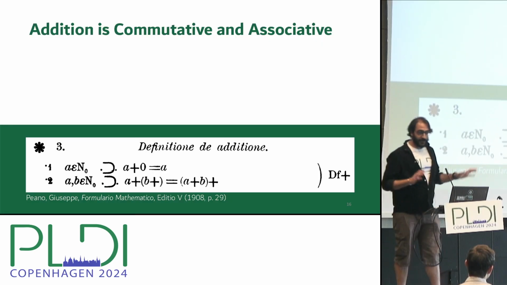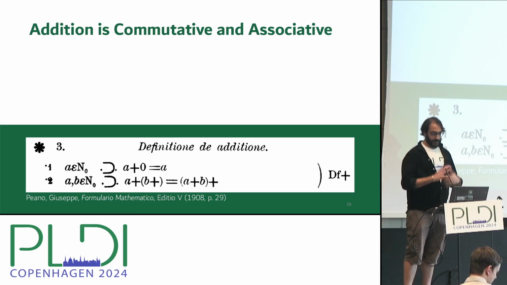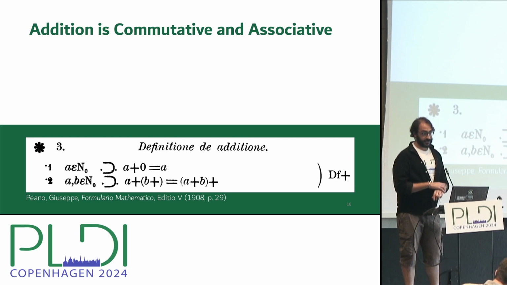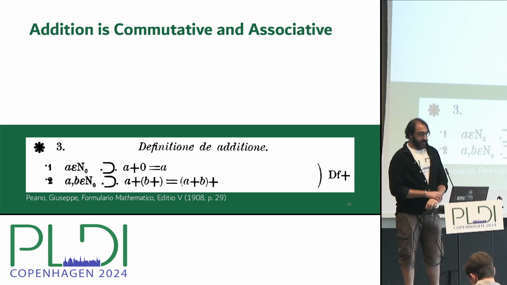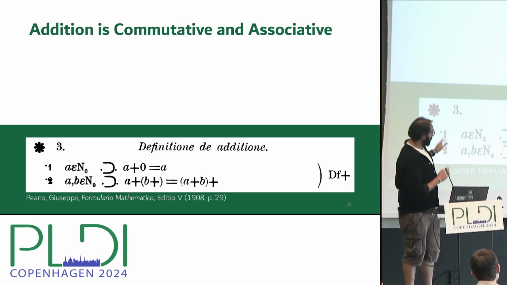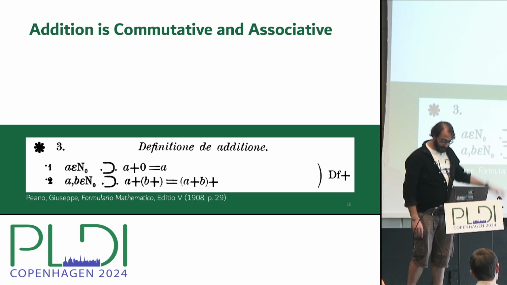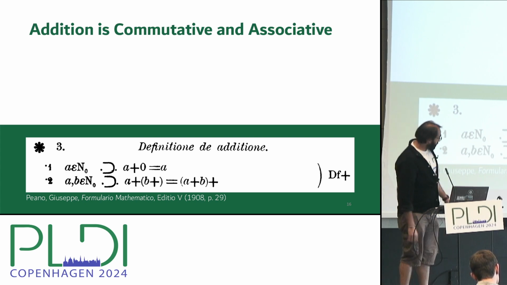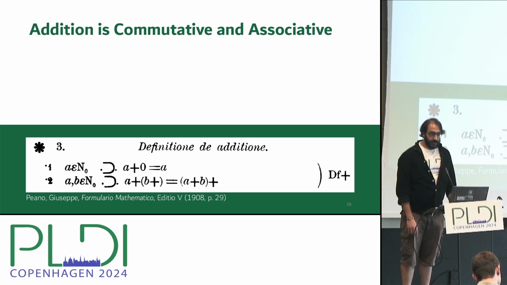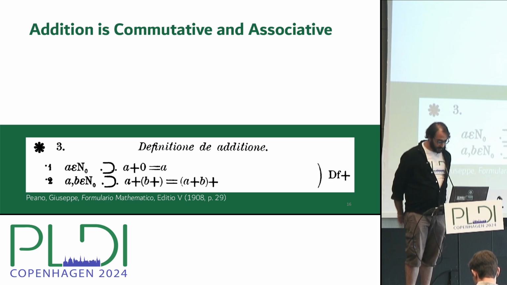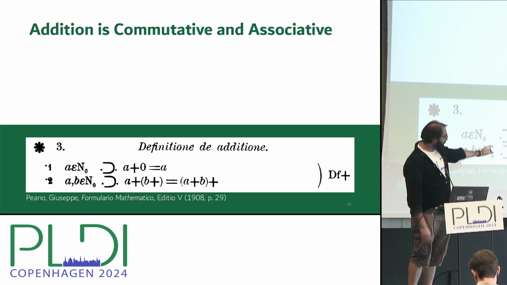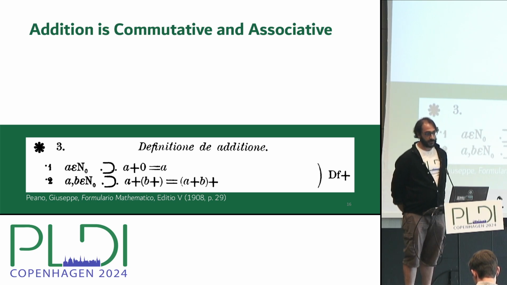So let me show you how our tool automatically verifies some of these properties. I'll just take a very simple example, just for the sake of these slides, and it's this screenshot from Peano's paper from 1908. This plus that you see all the way down, this is abuse of notation, or operator overloading, as we call it in programming. The plus on the left-hand side is addition, and the plus on the right-hand side is the successor function.